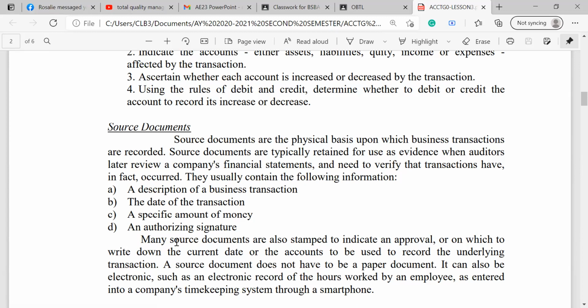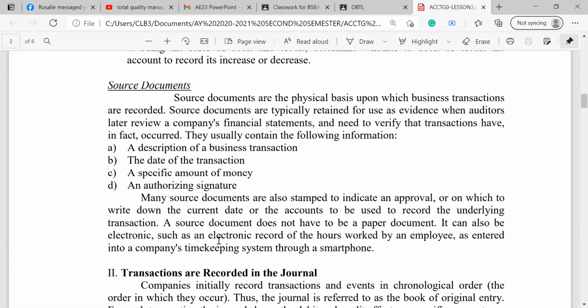Okay, so dagdag pa natin, many source documents are also stamped to indicate an approval or on which to write down the current date or the accounts to be used to record the underlying transactions. Okay, pag sinabi pong source document, hindi naman nangangahulugan na dapat hard copy yan. Can also be electronic. Like halimbawa, yung mga sa biometrics ng mga empleyado.